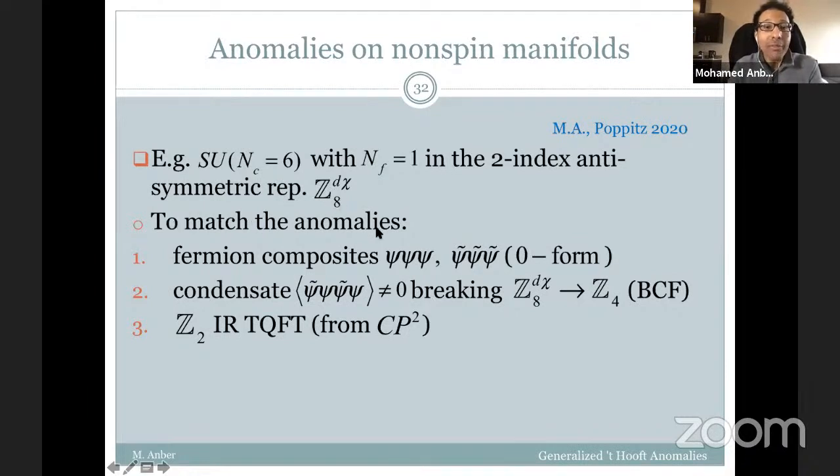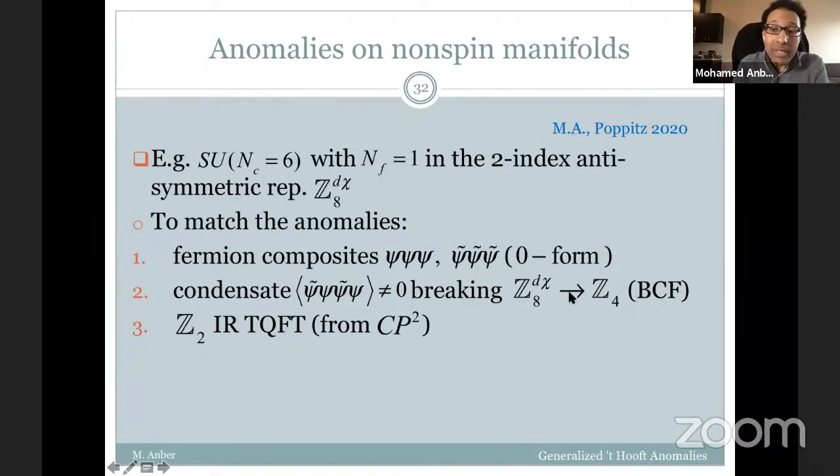Now let us see how to match the different anomalies in this theory. Here is a proposal. The first thing you can say is that you can form massless composite fermions in the IR. And these massless composite fermions match the zero-form anomalies, the traditional 't Hooft anomalies. So if you didn't know about the BCF anomalies, you would stop here. But with the BCF anomalies, you find that actually the composites by themselves are not enough to match the BCF anomaly. You also have to postulate that the 4-fermion condensate has to be non-vanishing, which breaks the discrete chiral symmetry down to Z4. Again, you can show that using the BCF fluxes.